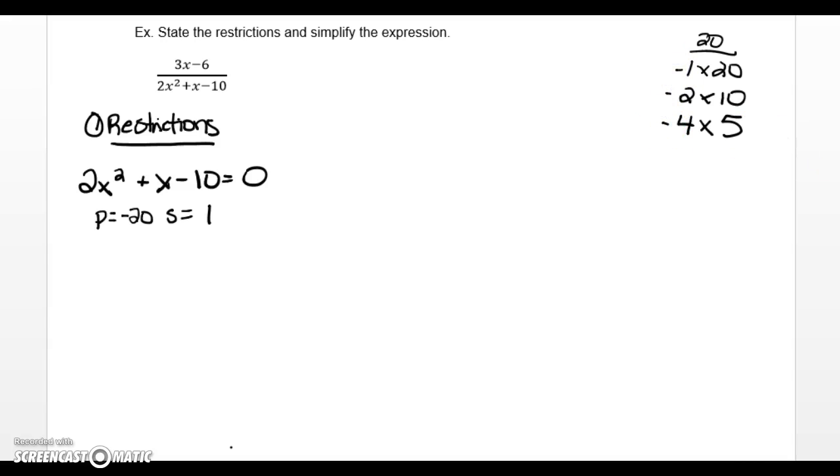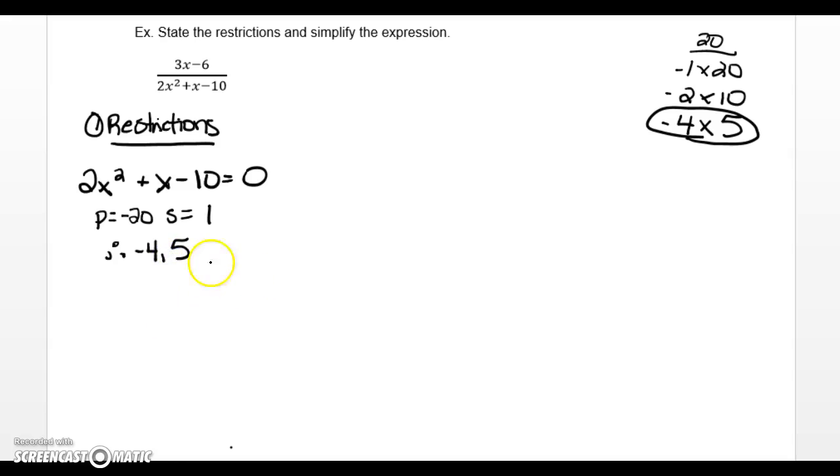Then just ask yourself, well, if you add these two together, which one gives you a positive 1? Negative 1 and 20 gives you 19. Negative 2 and 10 is 8. Negative 4 and 5 is positive 1. So these are your two numbers here. Therefore, we're going to use negative 4 and positive 5.